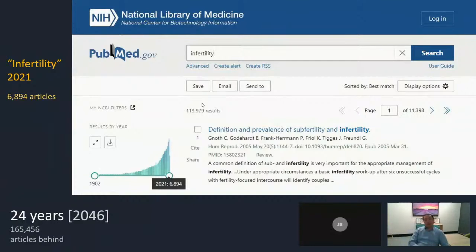So even if they dedicate their life, they will never be able to catch up with published research in a very narrow field of medicine, which is fertility. So then they may decide, okay, let us make it simpler. We will just focus on IVF.